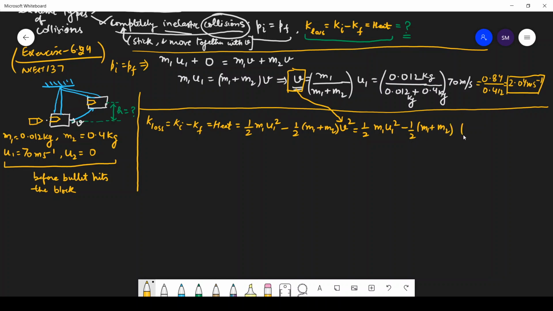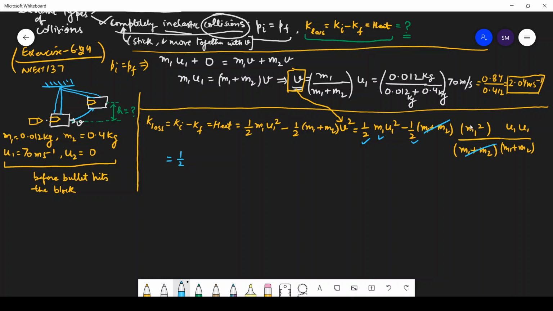V square means m1 square divided by m1 plus m2, obviously squared, into u1 also square. So all these terms are squared. Is it okay? Now you can see that this m1 plus m2 gets cancelled out. And what is common here? Half is there on both sides. Okay, what else?